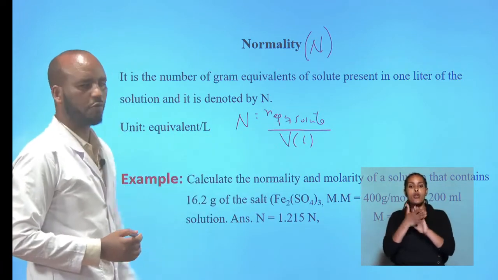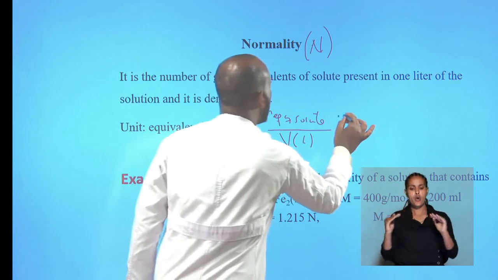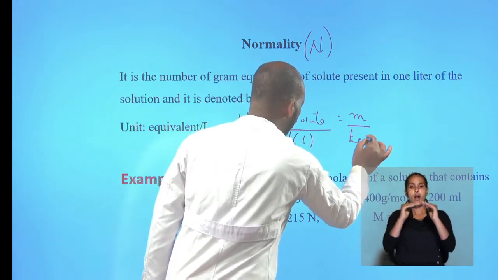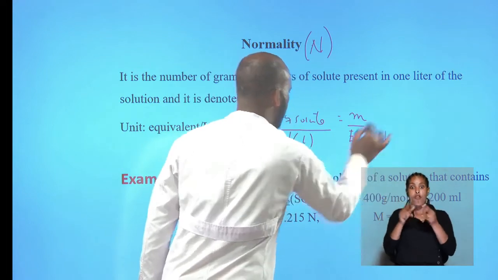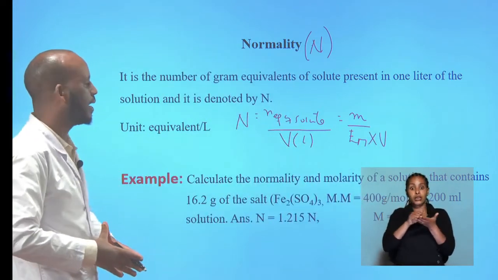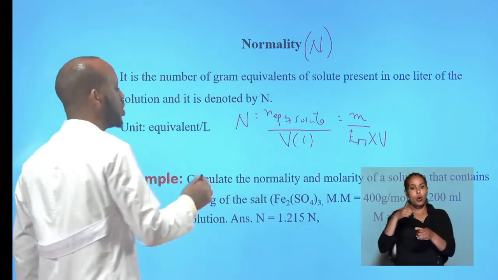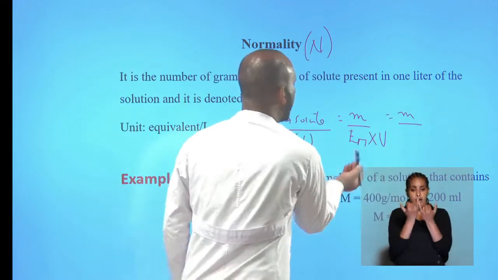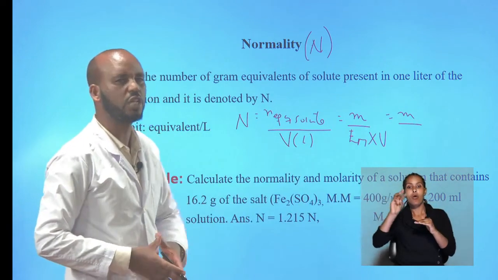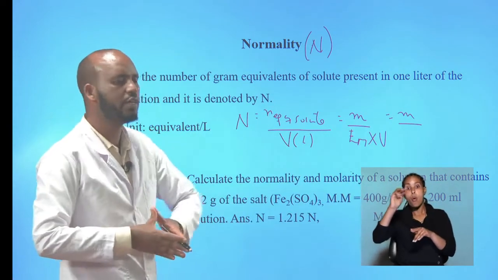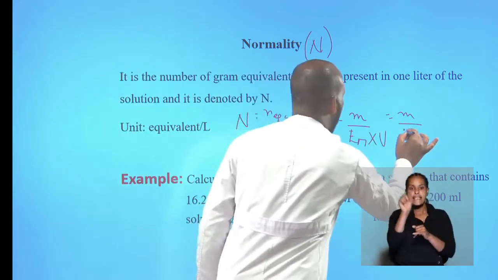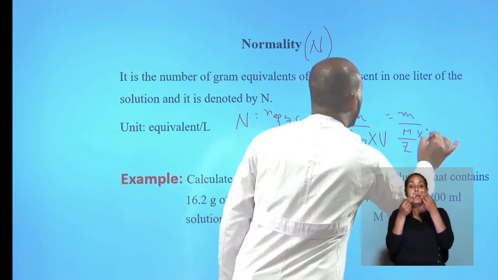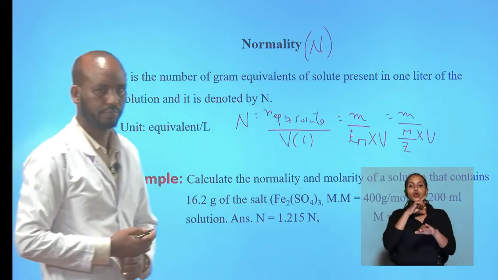Number of equivalents of solute equals mass of the solute divided by equivalent mass of the solute. We can write this as mass of the solute divided by equivalent mass, which is molar mass of the solute divided by Z, times volume of the solution in liter.